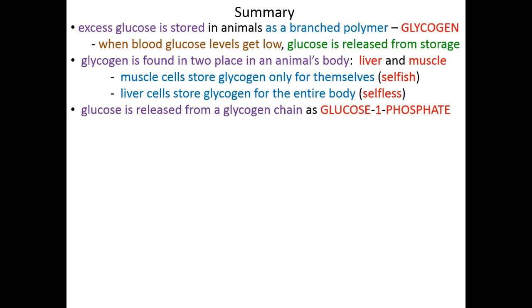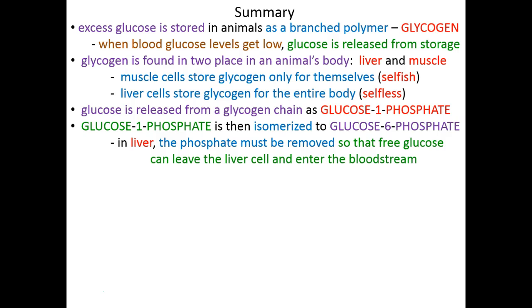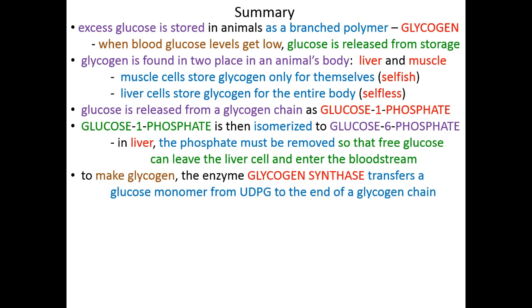In both cases, glucose is released from a glycogen chain in the form of glucose 1-phosphate. That's a phosphorolysis reaction catalyzed by glycogen phosphorylase. Glucose 1-phosphate is then, in both liver and muscle cells, isomerized to glucose 6-phosphate. In the liver, that glucose needs to leave the cell, and so the phosphate is removed. That frees the glucose back to free glucose form, and that glucose leaves the cell and enters the bloodstream. In the muscle, that glucose 6-phosphate can instantly join the glycolysis pathway and be processed all the way to pyruvate.